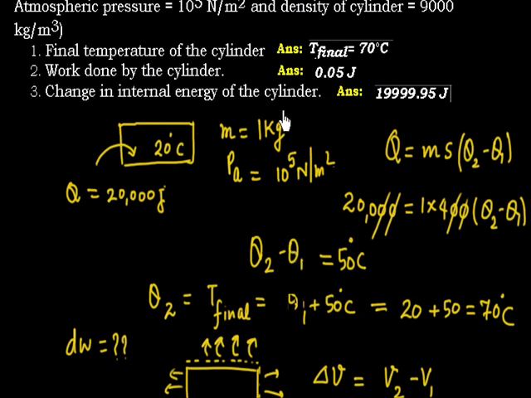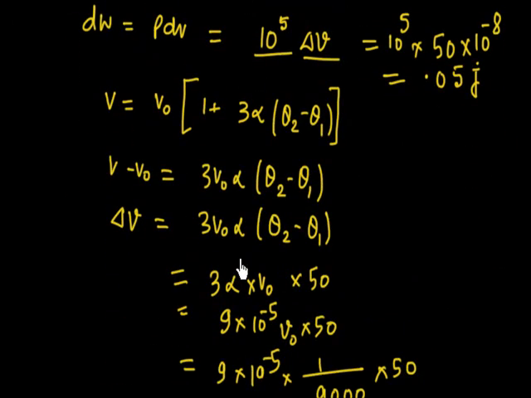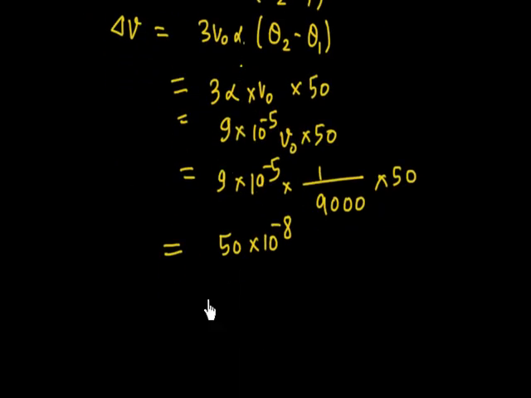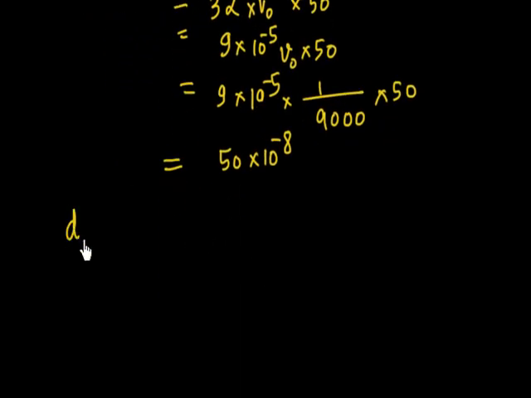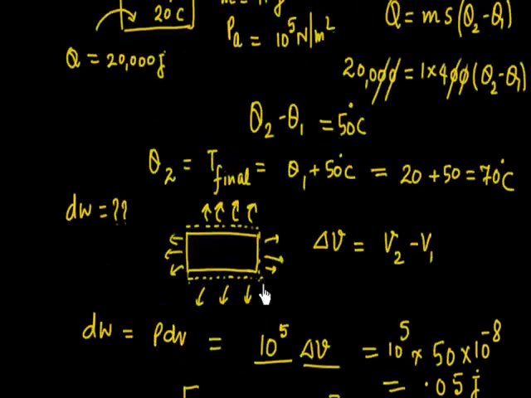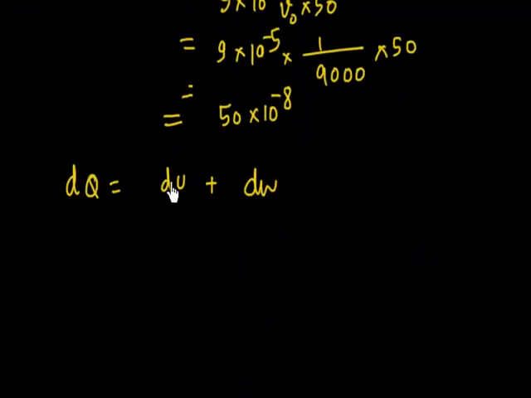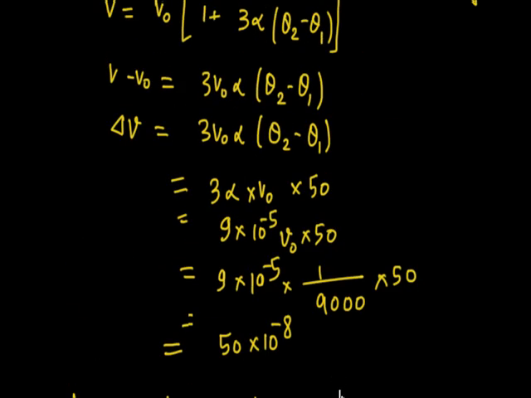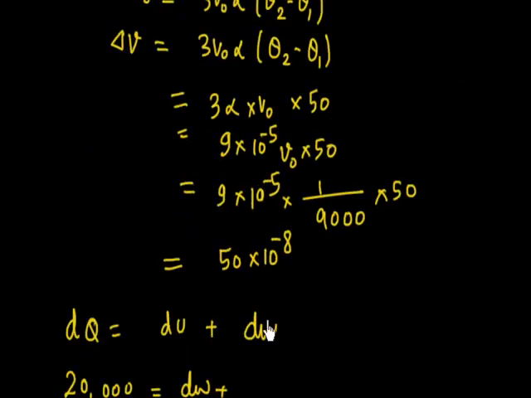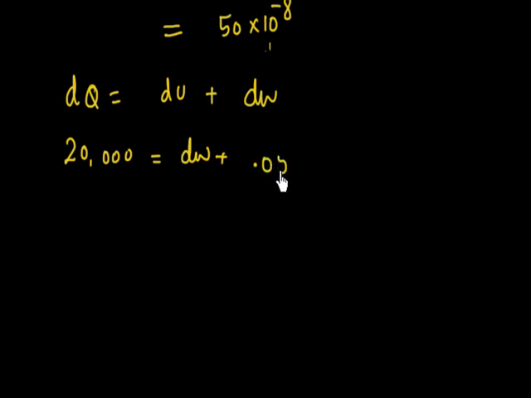Now the next part is the change in internal energy of the cylinder. That is easy. We can calculate using CvdT, or I can also calculate using dQ equals dU plus dW, because I don't know the Cv. So what is the amount of heat given to the cylinder? The cylinder has been given a heat of 20,000 joule. What is the amount of work that the cylinder has done on the surroundings? That is 0.05 joule.